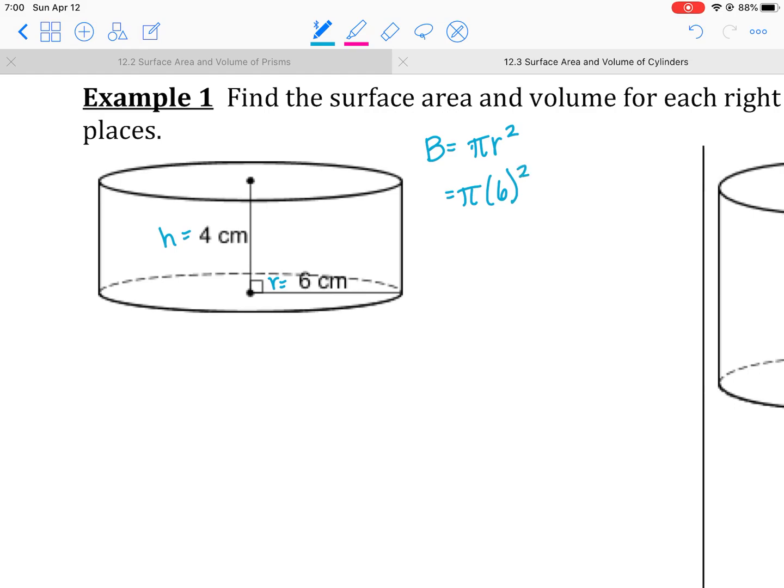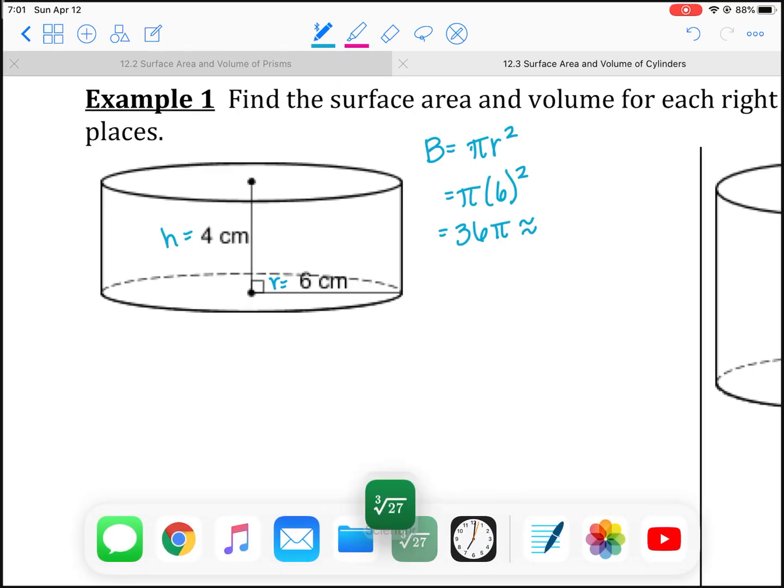So that is pi times the radius, 6 squared. There are two different ways that I can write this because I can have the exact answer, and sometimes answers are asked for in terms of pi, or I can estimate it with a calculator. So let's pull up our calculator and also estimate it.